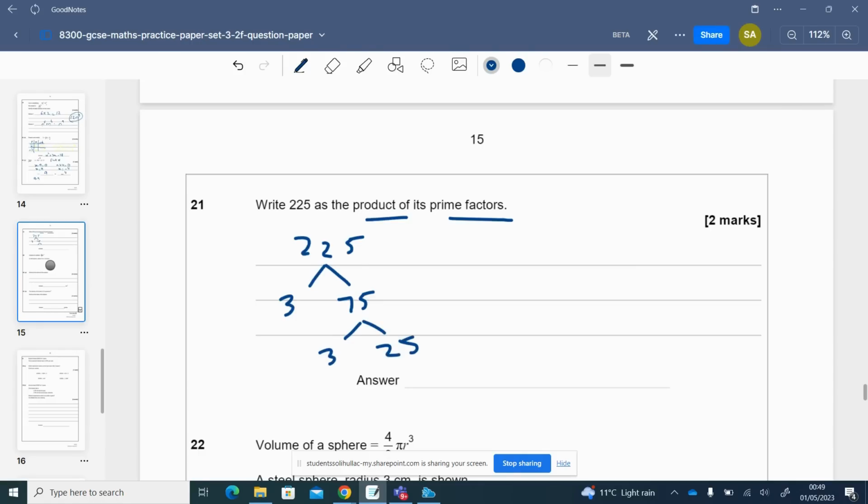That gives you 75. And then you can circle all the numbers which are primes here as well. So 25 is not a prime number, so you break it into two parts. And that is 5 times 5 is 25. And 5 is a prime number, so you circle both of them as well. Or you can start a different way. For example, you can write down 225, and then you can do 5 times 45.